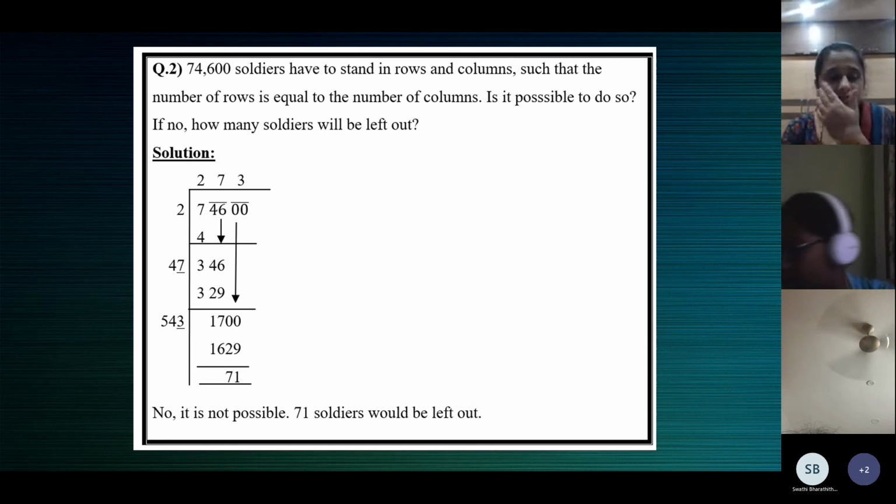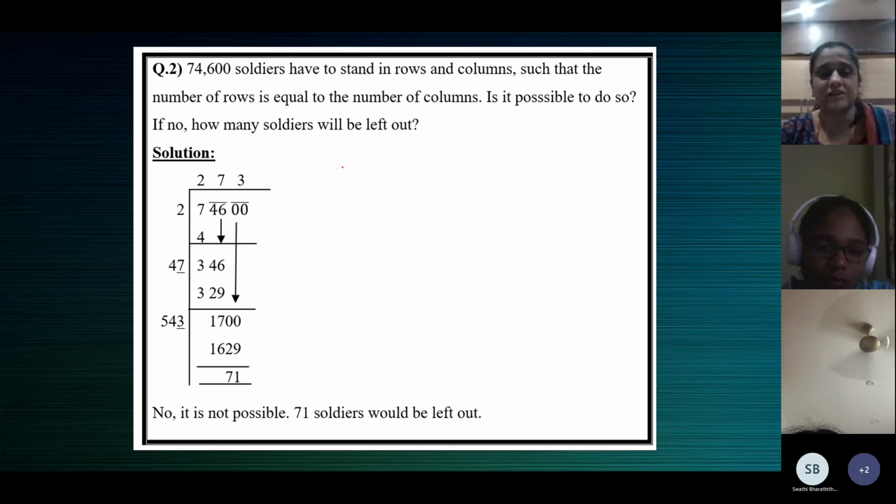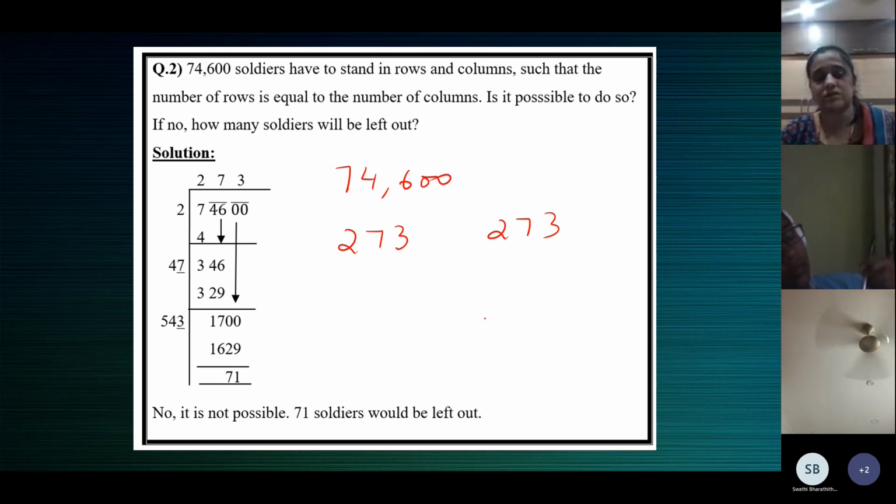So whatever is a remainder, so many soldiers will be left out. So that means 74,600 soldiers will be arranged in 273 rows and 273 columns. And 71 soldiers will be left out.